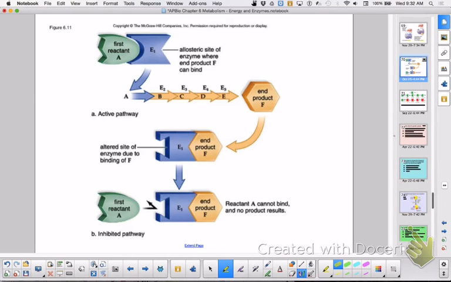Yes? About the carbon monoxide. Yes. So you said it takes down the network of oxygen.